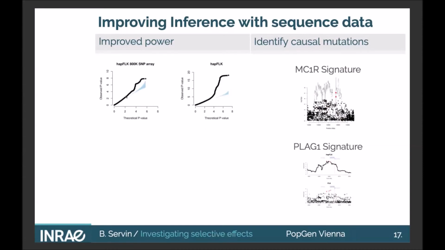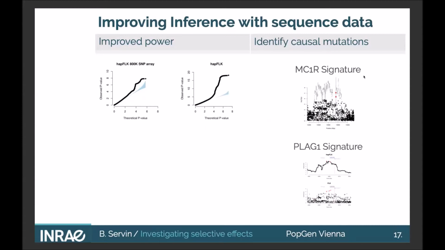When we conducted the analysis as if we only had SNP chip genotyping or sequence data, here I'm showing the PP plots. We can show that we have much more power with sequence data than we would have with only SNP chip genotyping. We found a lot of different selection signatures with different approaches, and using sequence data, we were able to actually pinpoint the actual causal mutations when we knew them.